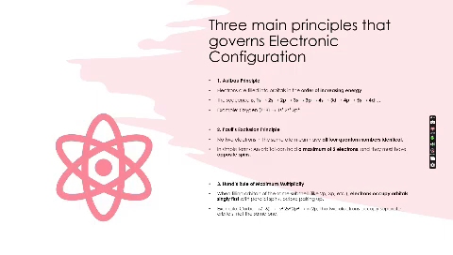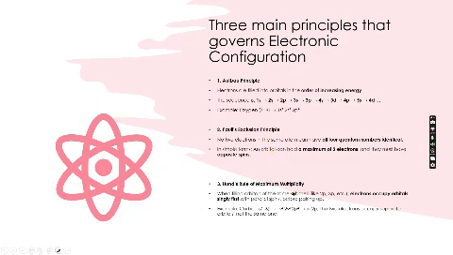Now, there are three main principles that govern the electronic configuration. Aufbau principle, where electrons are filled into orbitals in the order of increasing energy. The energy increases as the sequence grows. And Pauli exclusion principle: no two electrons in the same atom can have all 4 quantum numbers identical. In simple terms, an orbital can hold a maximum of 2 electrons, and they must have opposite spins.